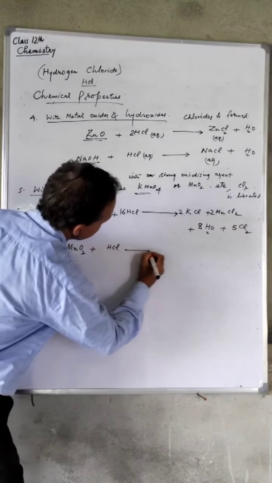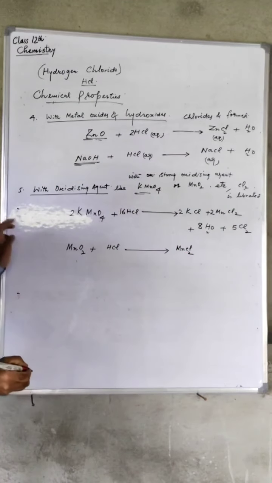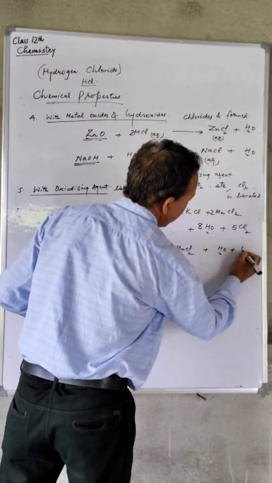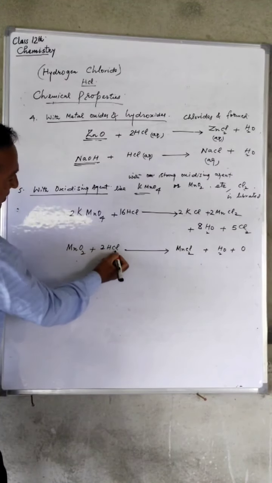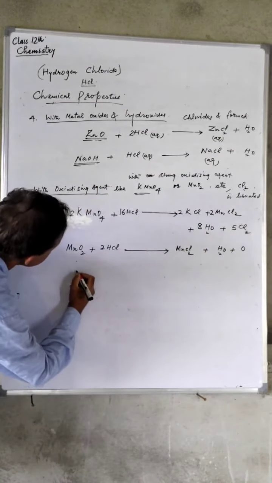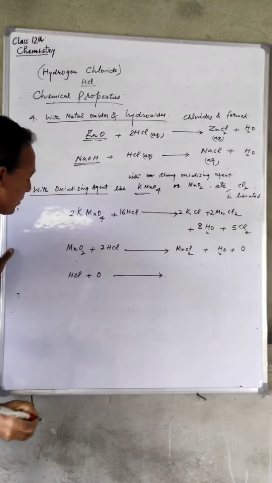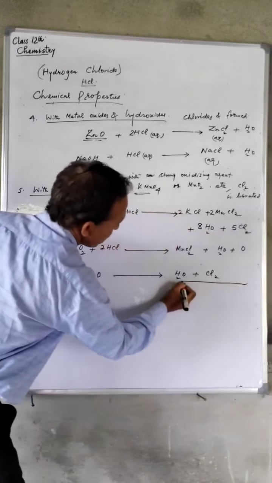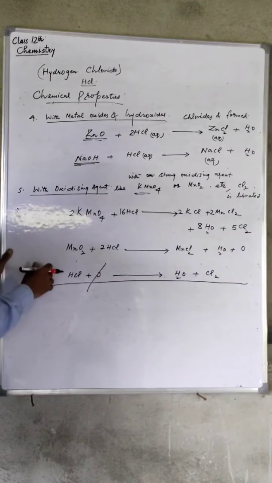Or with MnO2, manganese dioxide, it is also a strong oxidizing agent. It reacts with the HCl, it forms MnCl2 plus H2O or nascent oxygen. We will show this reaction in two parts: MnCl2 plus H2O plus nascent oxygen. This nascent oxygen reacts with HCl, it forms H2O plus Cl2, and so the overall reaction will be this. We will add the two half reactions.